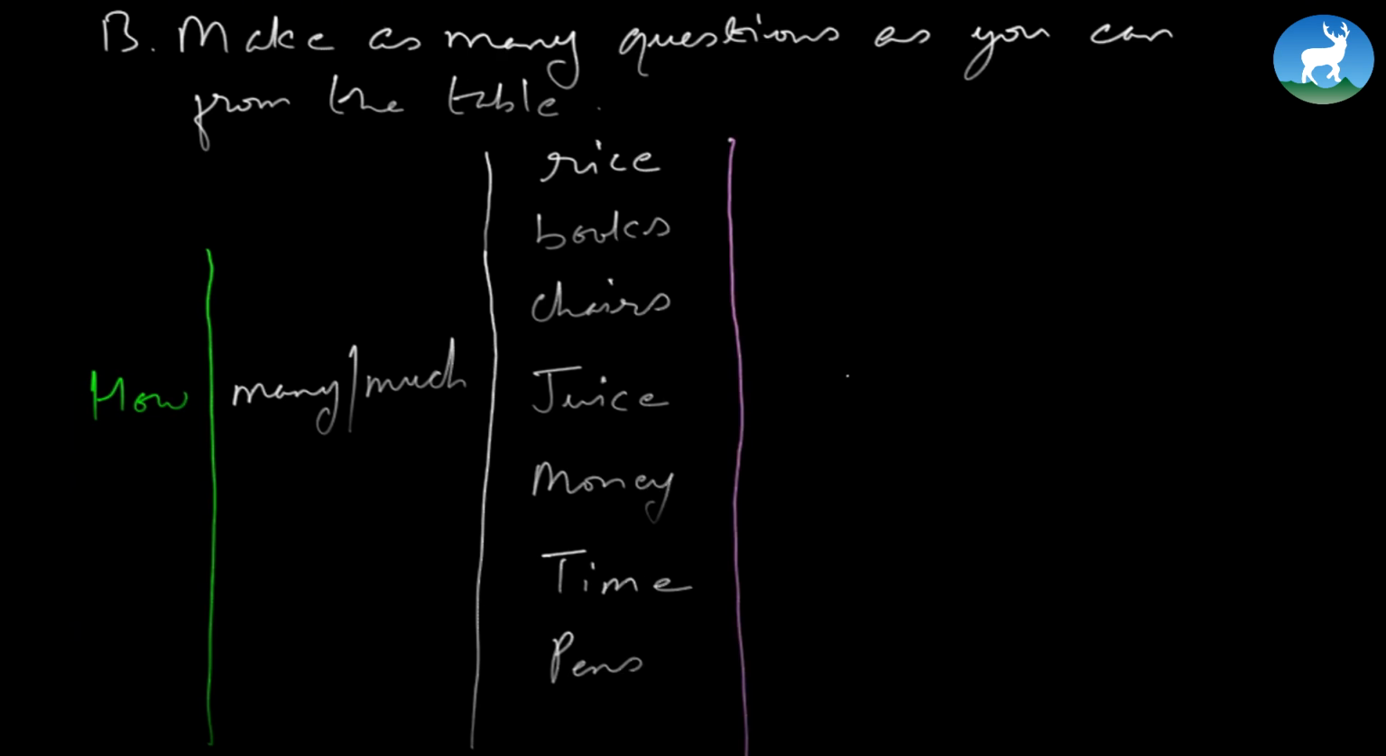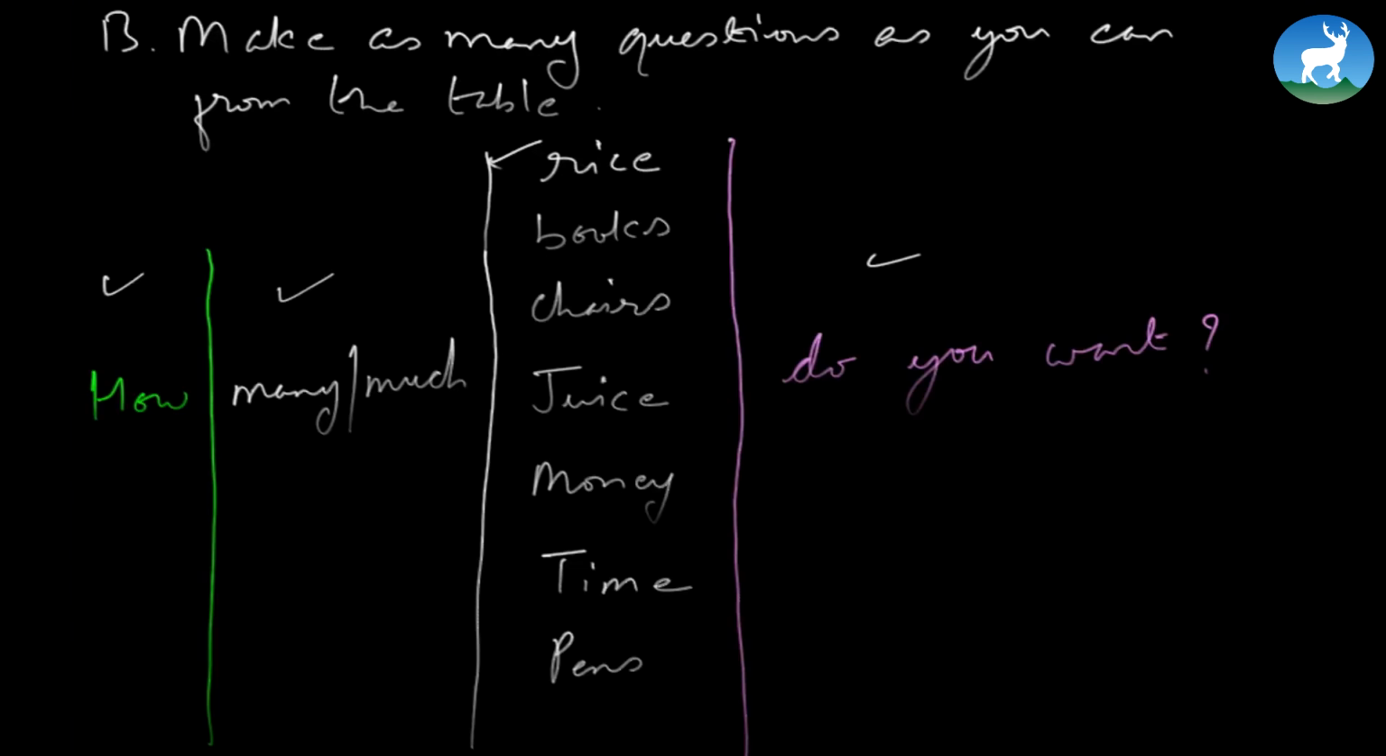Do you want? Now here is the next question. Just observe this table here. The first column has how, then we have many, much, and you have this list of items here. And finally we have do you want. Okay, so let's move further. Do observe the table pretty well, and you can make questions out of it. Make as many questions as you can from the table.